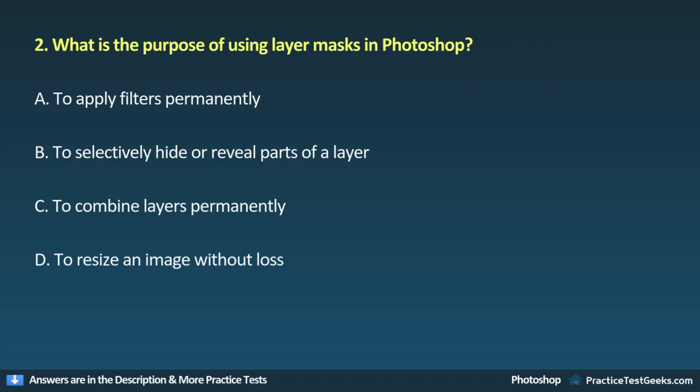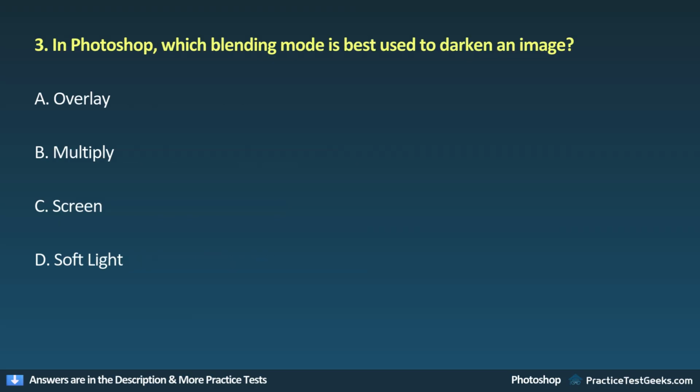A. To apply filters permanently. B. To selectively hide or reveal parts of a layer. C. To combine layers permanently. D. To resize an image without loss. 3. In Photoshop, which blending mode is best used to darken an image?